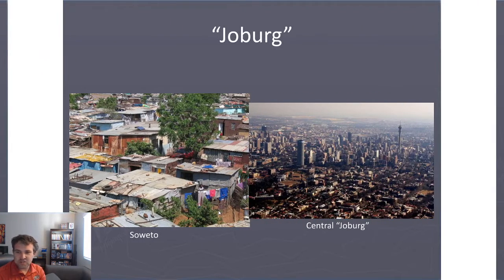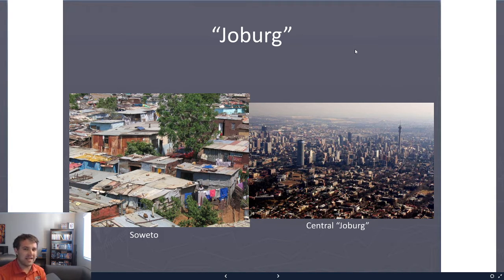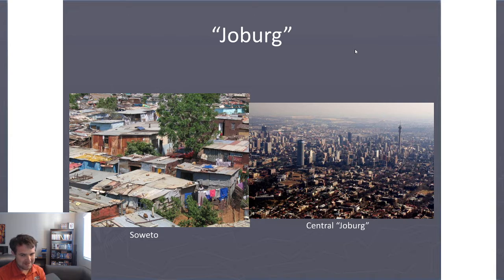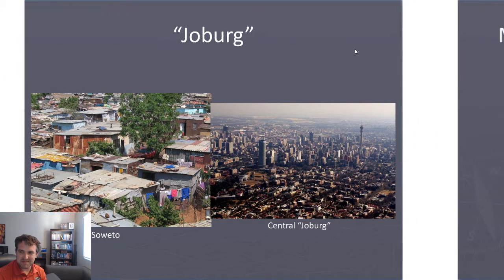All right, so yep, Joburg. This is what people call Johannesburg, if you're actually from there. That's what Soweto looks like. This is what the center of the city looks like. It's not a very equitable distribution of wealth or resources. So that's something to note.